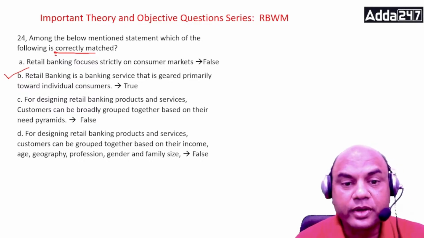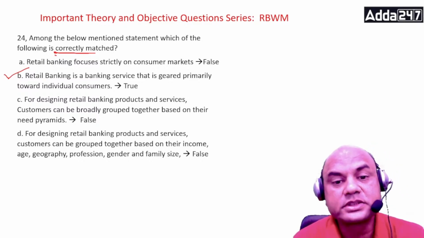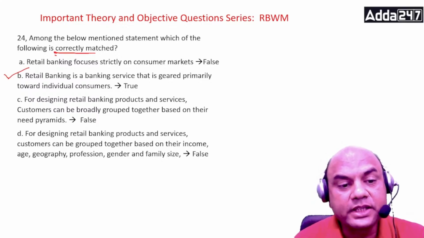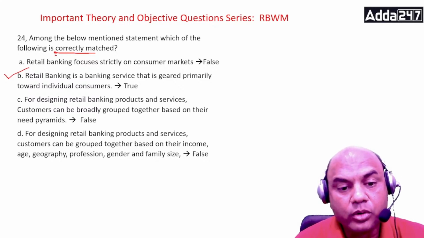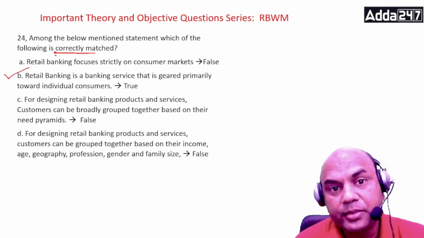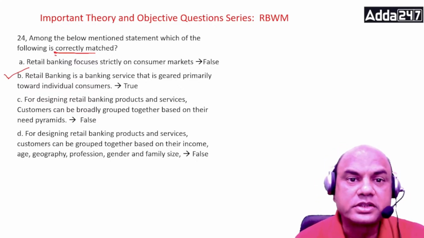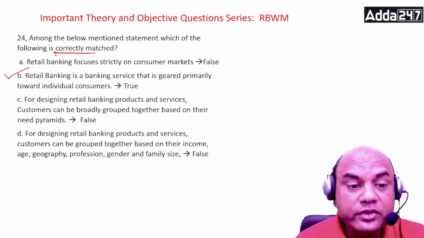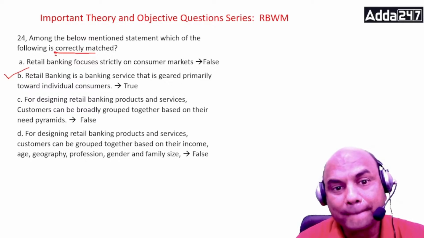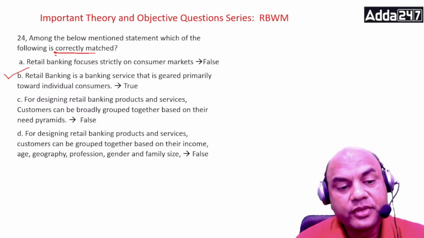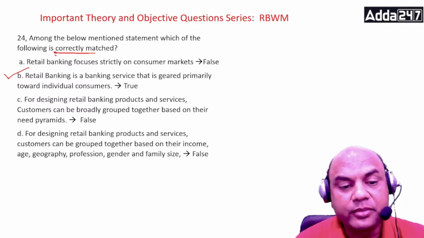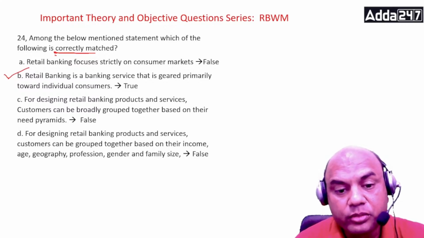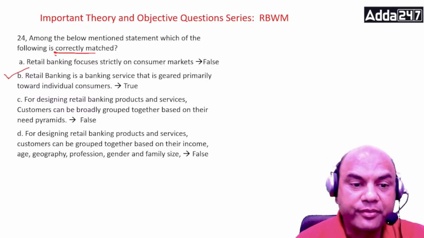Okay, so that's why this should be true over here. So this is not correctly matched. Second one, for designing retail banking products and services, customers are broadly classified, grouped based on their need pyramids. What are need pyramids? Maslow's hierarchy: physiological, safety, social, esteem, and self-actualization. But that is given as false. It should be true over here. So that is also incorrectly matched. For designing retail banking product services, customers can be grouped together as per this. That should be true, but that's given as false. So that's why the answer is B.